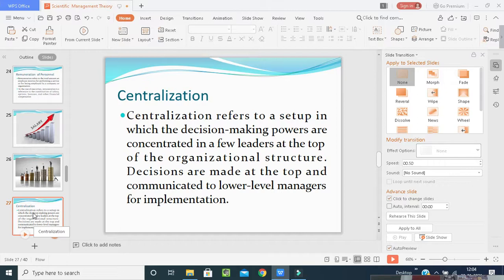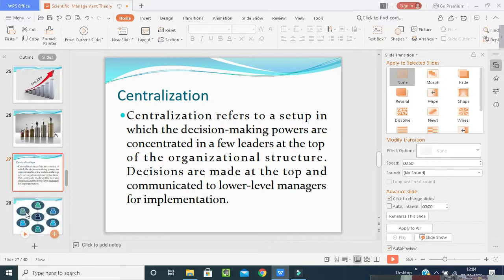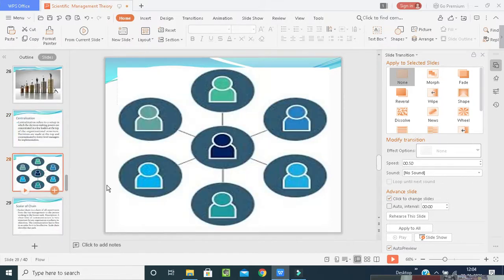The structure is there. Decisions are made by the top-level managers and implementation takes place by the low-level managers. There is a power. See, this is centralization. He is giving commands to his subordinates and they have to work on his command. Once the command has been fulfilled and implemented, the task is finished. Especially it is used in the army, military, and big organizations.